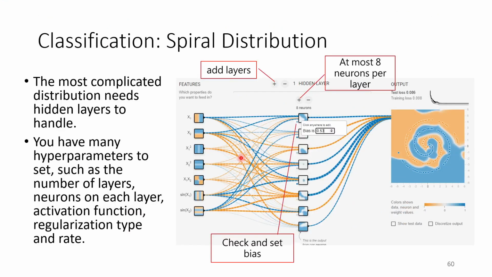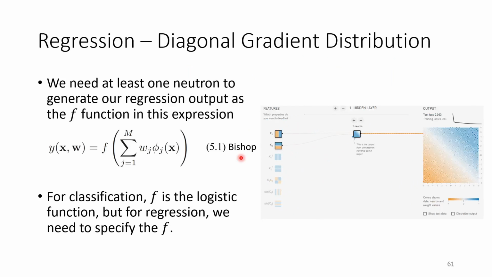Okay, so there are a lot of parameters you can set: how many neurons, how many layers, what type of activation functions, and what kind of features you want to use. So for regression, there are only two types of regression data. One looks like a diagonal gradient. For this part this is negative, and for this part this is positive.